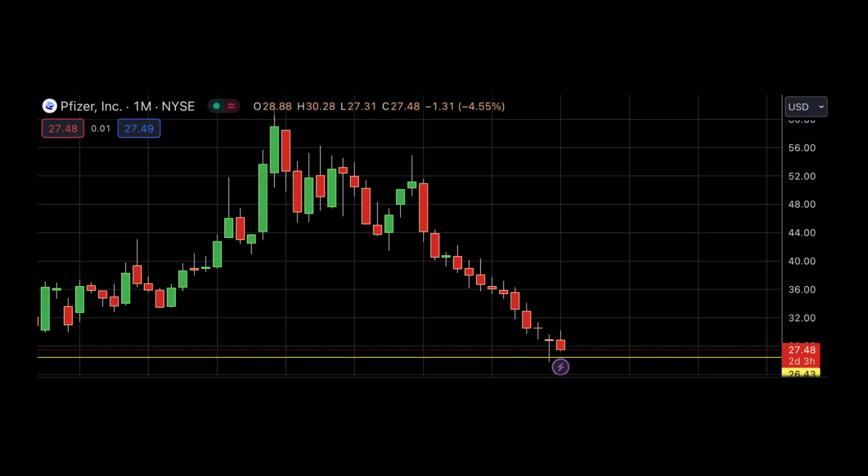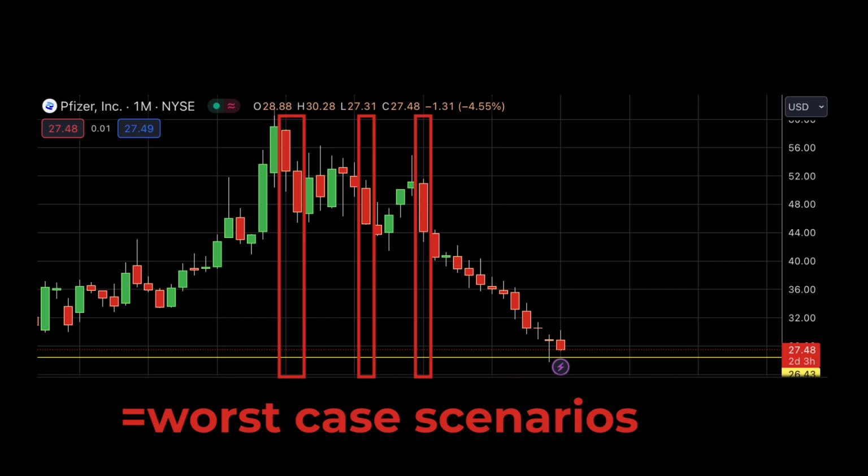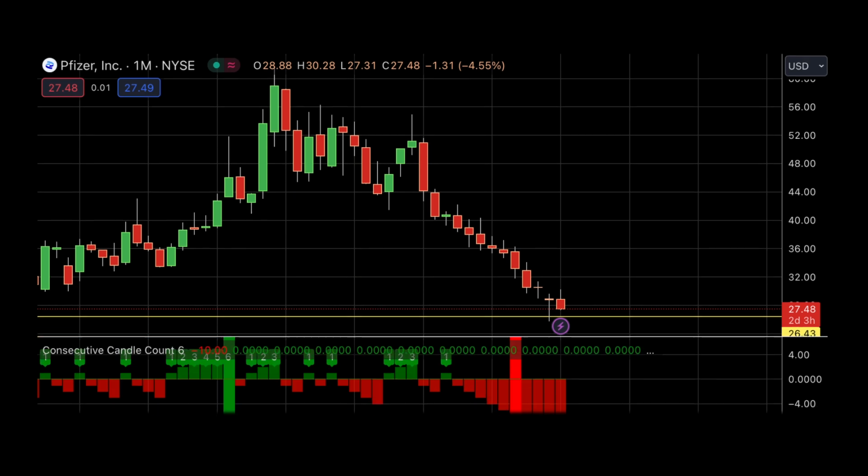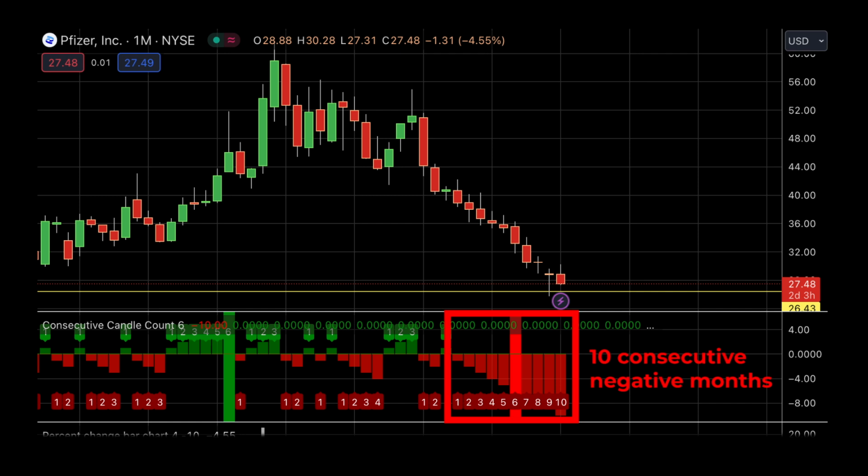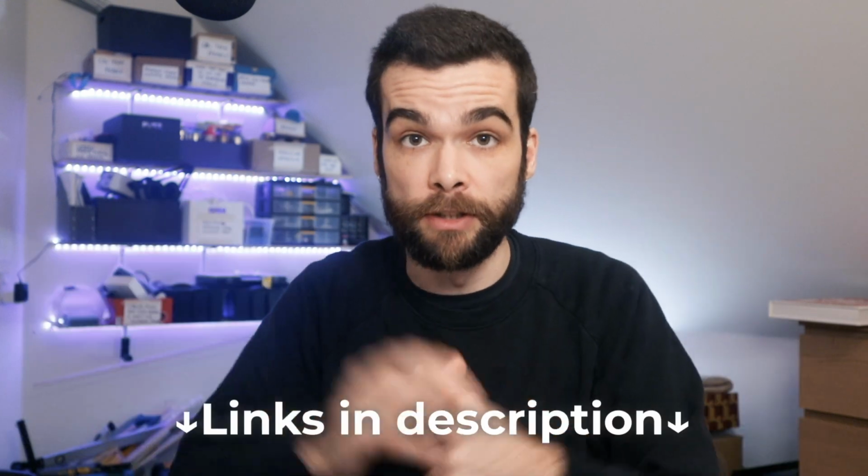Even worse maybe. A good idea here, in order to calculate your risk, is to look at how much the stock may drop on a typical bad month. You can also look at how many consecutive months the stock has dropped in the past to get an idea of whether or not it could drop even more. There are plenty of tools to do this online. I use mostly TradingView and I will put all the links in the description down below.